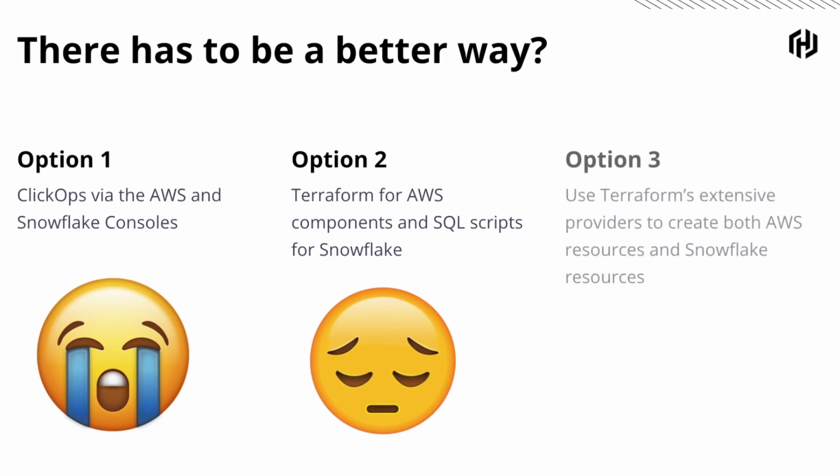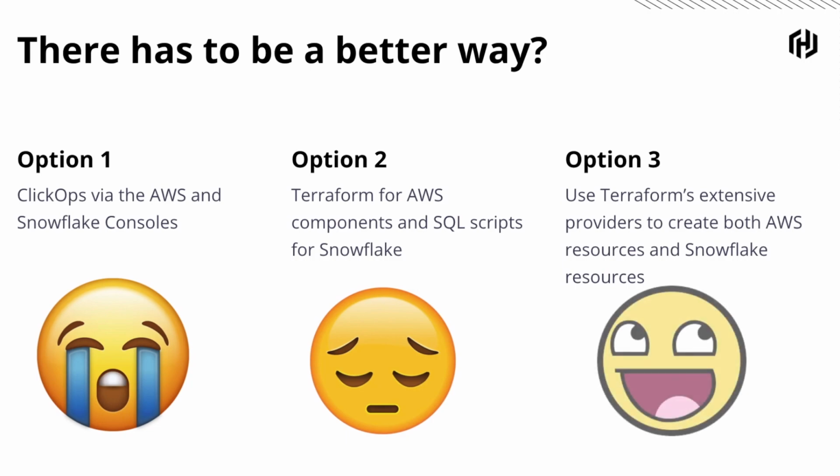A final option, option three, we could use Terraform to provision all the resources using the Snowflake and the AWS providers. This way we could pass outputs from an AWS resource to Snowflake resources and declaratively provision our required infrastructure. Better yet, we could write reusable modules that could be used again and again as we landed more data into S3 buckets. I think that's the winner.